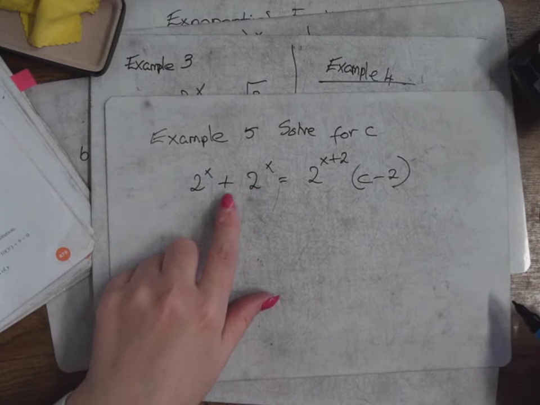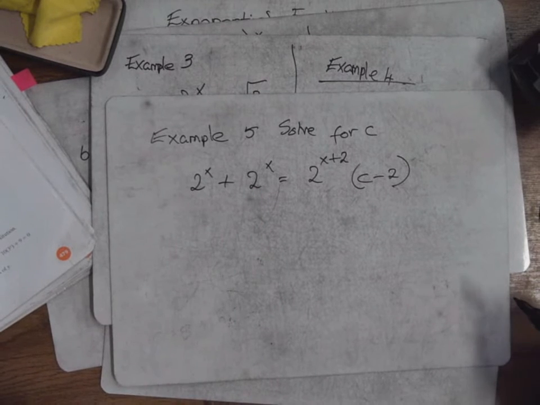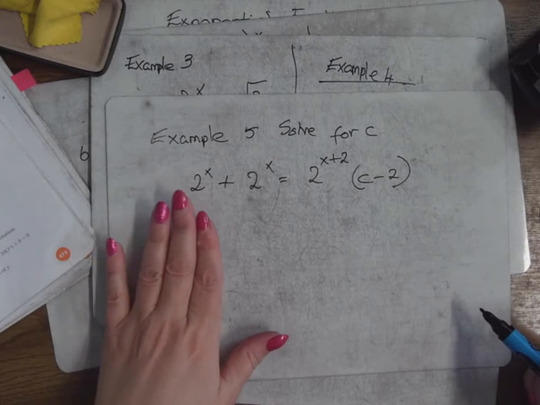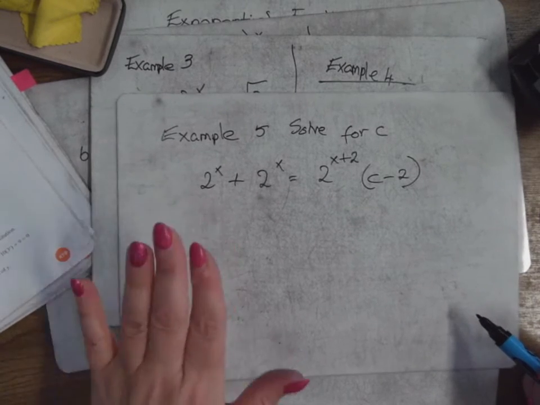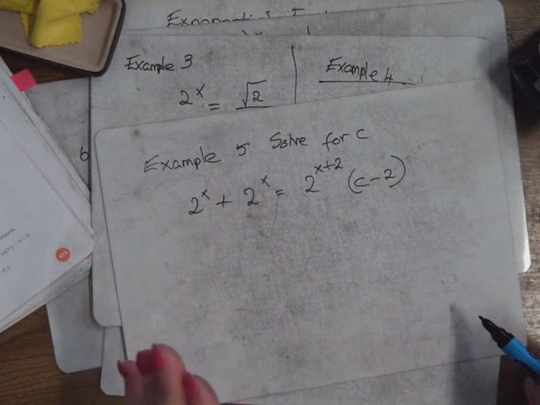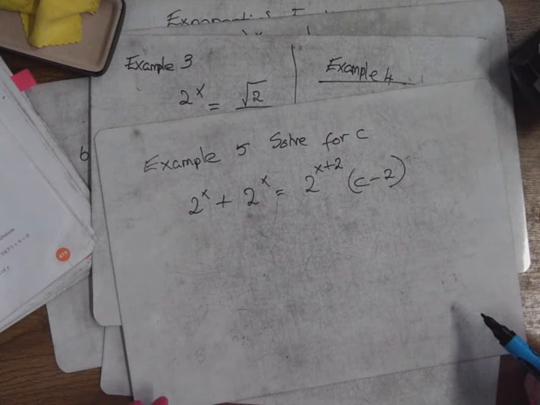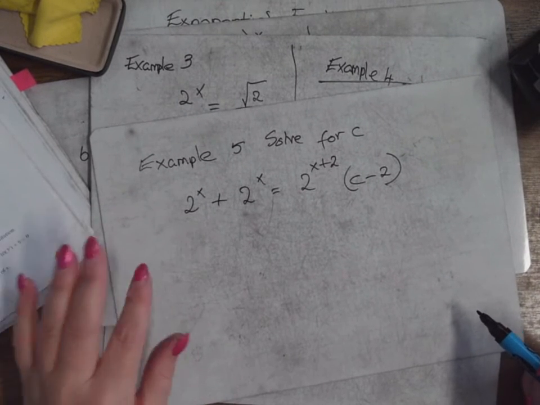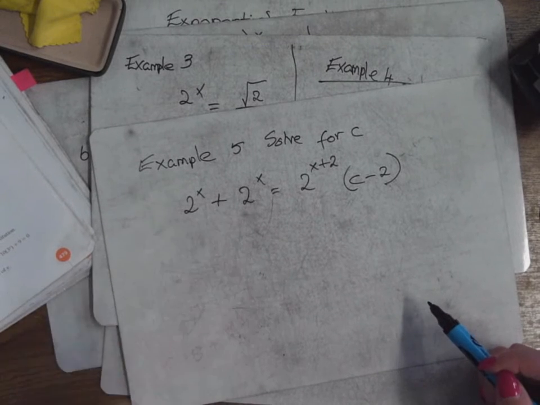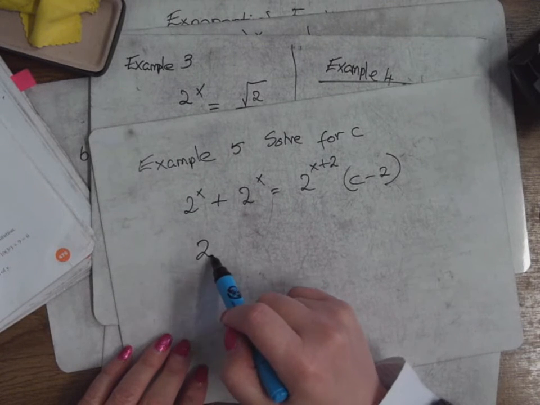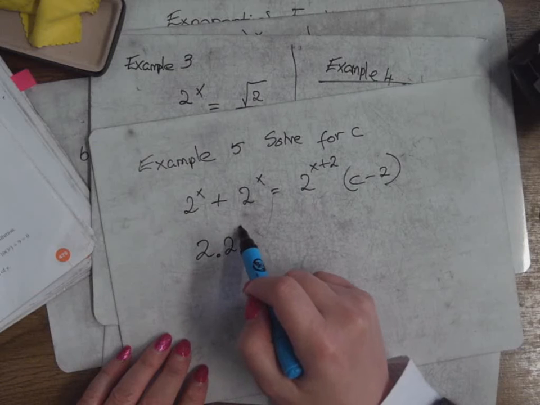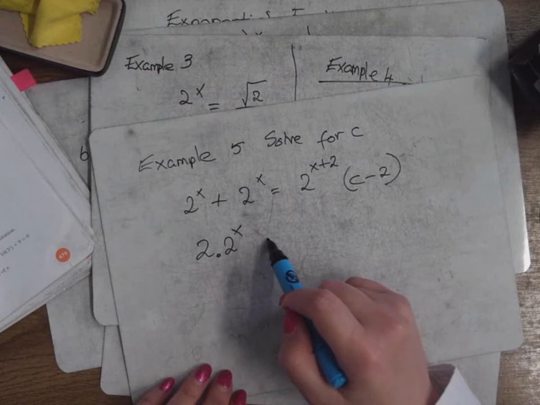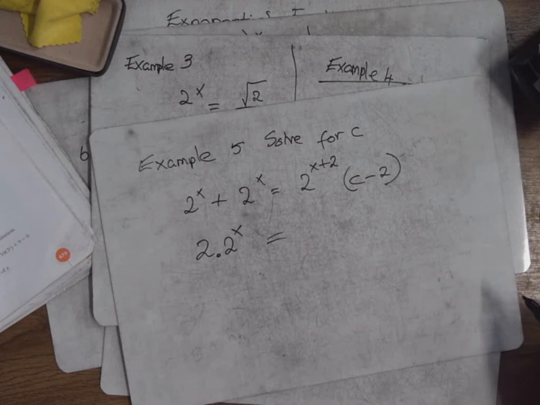You know the way 2 to the power of x plus 2 to the power of x, you can't add those, there's no rule for adding those. But it's like writing y plus y. If you add y plus y, what do you get? 2y. If you add z plus z, what do you get? 2z. If you add 2 to the power of x plus 2 to the power of x, you get 2 times 2 to the power of x. Would you agree?